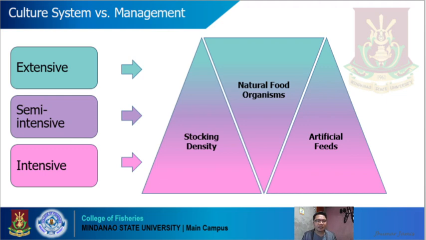The extensive is basically lower stocking density. No? Lower stocking density, they just widely rely on the natural food organisms, and they are not provided with artificial feeds. And semi-intensive basically will have a medium stocking density, medium reliance on natural food organisms, and medium supplemental feeding of artificial feeds. Whereas the intensive aquaculture basically will have the highest stocking density among the three, and will basically not rely on the natural food organisms, and will have higher feed inputs or artificial feed inputs. So this is basically the relationship between the culture system and feeding or aquaculture management, right?